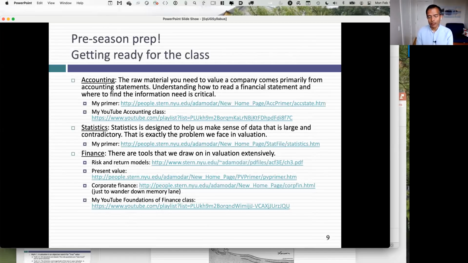In terms of pre-season prep, it's a little late because the season has already started. But as I said, the 3 skills I would like you to have, very basic skills, are accounting, basic statistics, and basic finance. Can you do present value? By now, your classes should have prepared you, but let's face it, accounting and statistics classes don't do a very good job of letting things stick. They're so caught up in their minutiae that they forget the big picture.